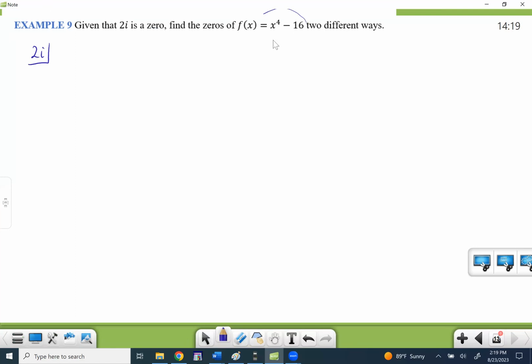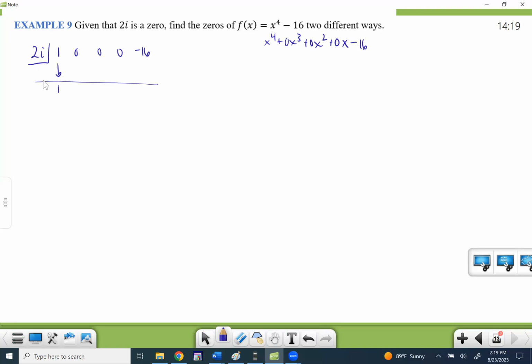Now notice a lot of terms are missing, right? We are going to have to put a 0 in for the x cubed, a 0 in for the x squared, a 0 for the x to the first. Holy moly, that's a lot of zeros. So it'd be 1, 0, 0, 0, 0, and then finally our 16.